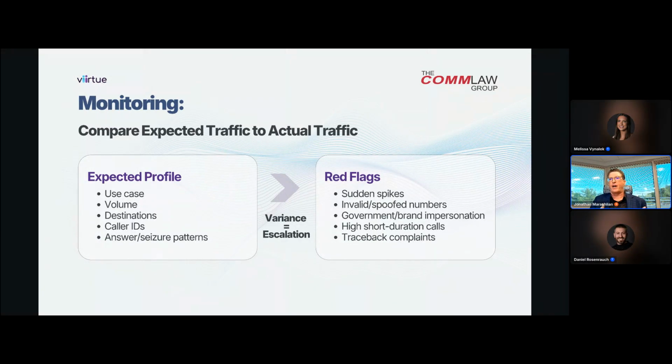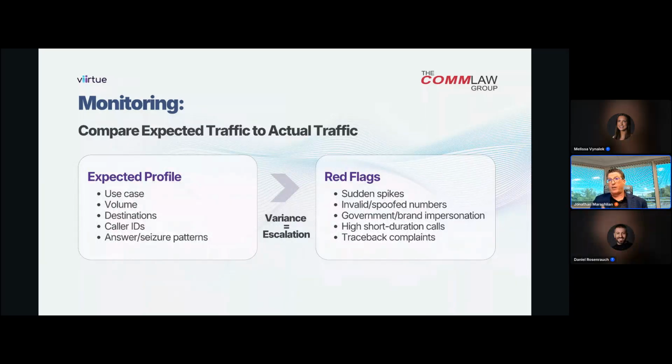Now, this doesn't mean every provider needs a giant surveillance operation. It means you need to have a way of spotting meaningful variances: sudden spikes, invalid or spoofed numbers, traffic that appears to impersonate government agencies or well-known brands, high volumes of short-duration calls, repeated low answer rates, traceback complaints, consumer complaints, unusual destinations, dormant accounts that suddenly wake up. A small local business that suddenly behaves like a high-volume dialer. Those are signals. Not every signal proves illegal traffic, but signals should trigger a process.